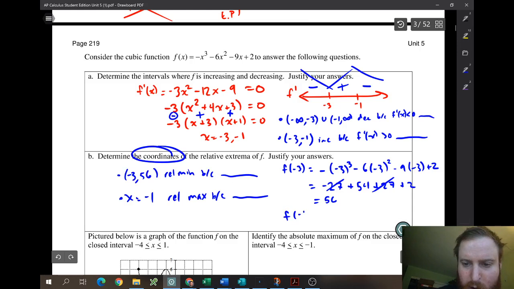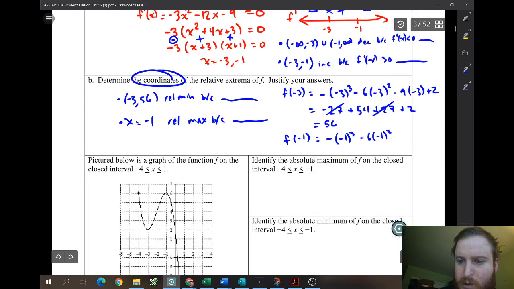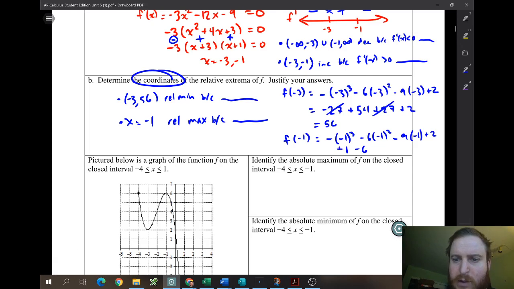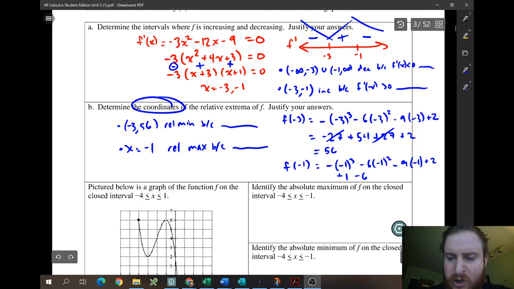And then for negative 1, negative 1 cubed minus 6 times negative 1 squared minus 9 times negative 1 plus 2. That's going to be negative 1 minus 6, because the square turns it positive. Sorry, positive 1. I may have messed up on this last one, actually. Let me double check. Yeah, I totally butchered my signs. So this is why I use a calculator, be careful.